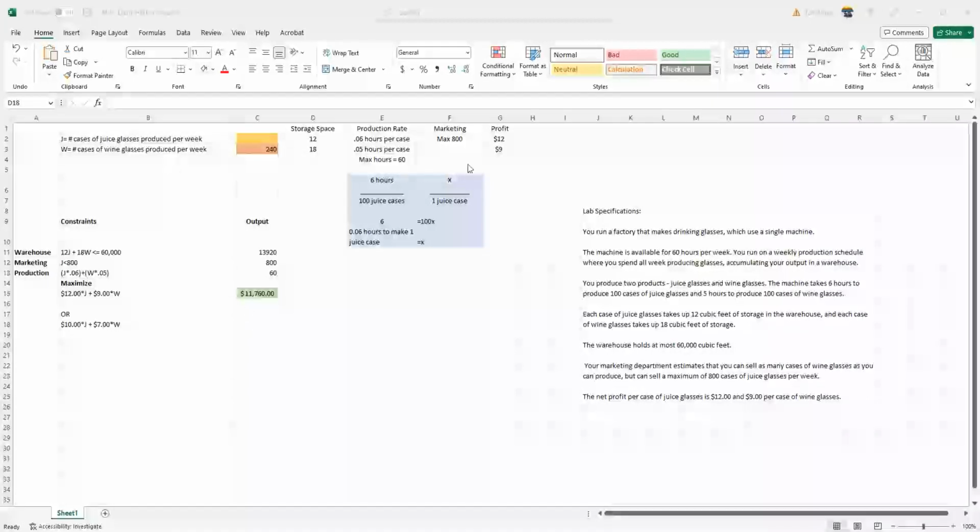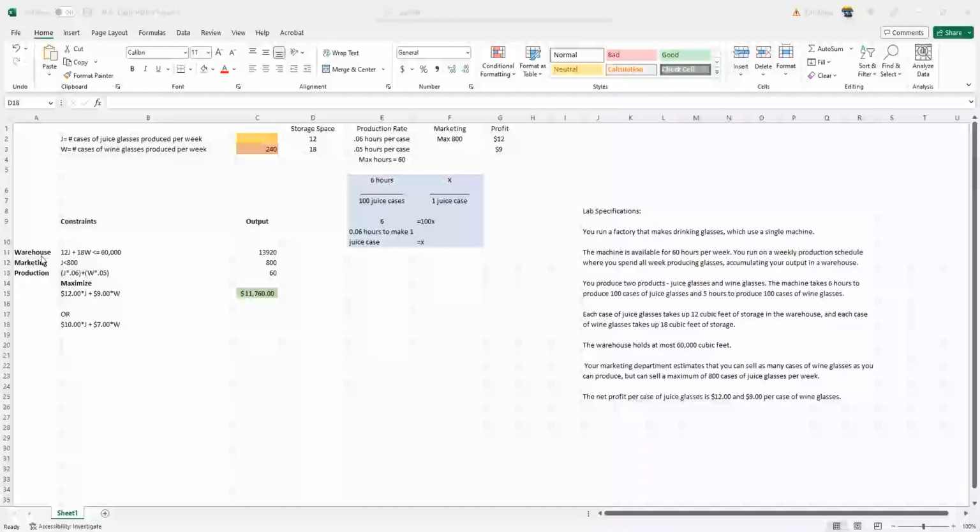So this is the problem right here. This takes all of these words and translates it to something that I understand and something that Excel is going to better understand. Now, so we have two variables, juice cases and wine cases, and we have three constraints.